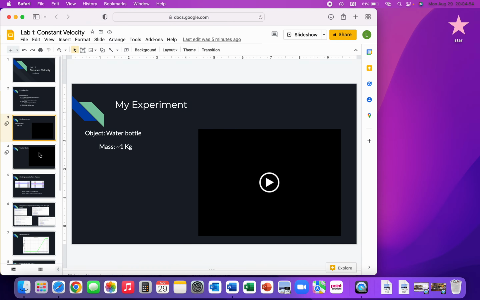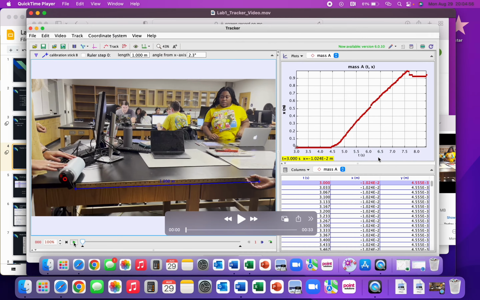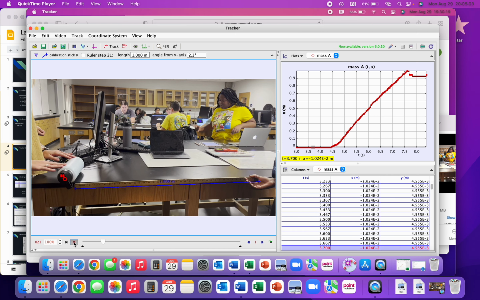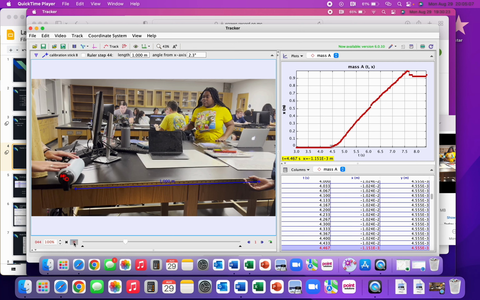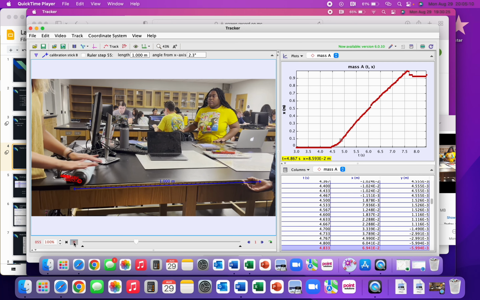Okay, and then I put this data into Tracker. And so you can see I plotted the points of the water bottle to map out a position versus time graph. You can see that in the top right of Tracker.